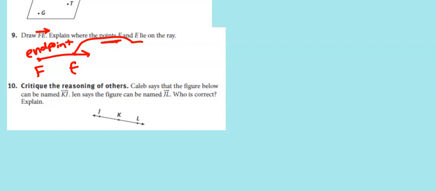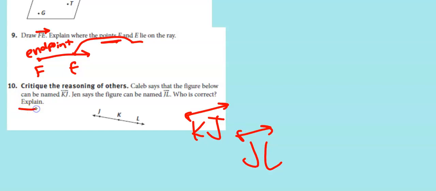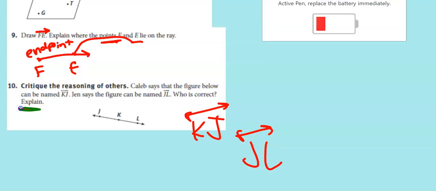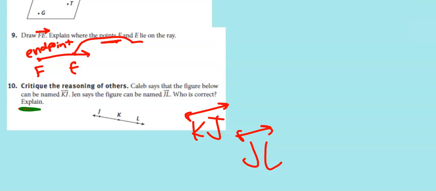Number 10. Caleb says the figure below can be named KJ. Jen says the figure can be named JL. Who is correct? Explain. Now, anytime it says explain, you are going to have to write a sentence on your homework. In notes, you don't have to because I don't grade it, but in homework, you have to give a sentence anytime it says explain, or I'm going to treat it like you skipped that question.